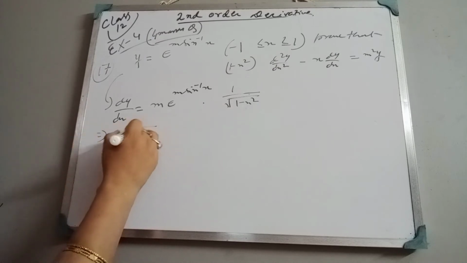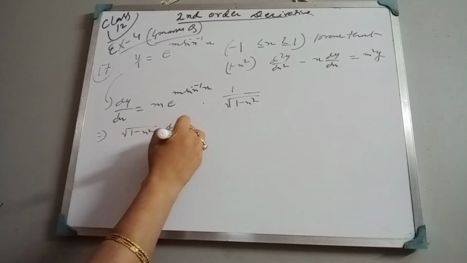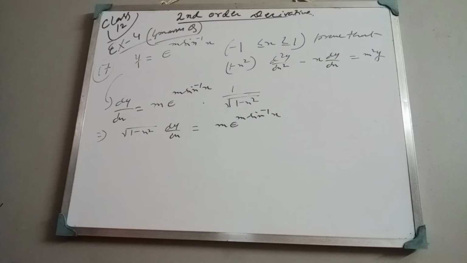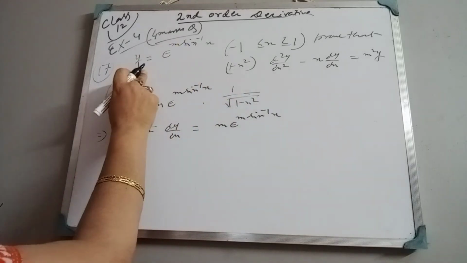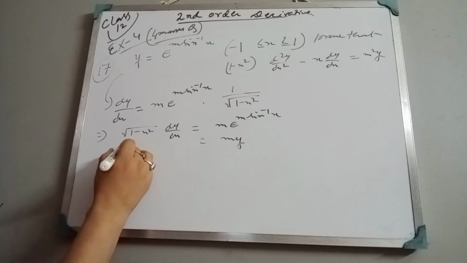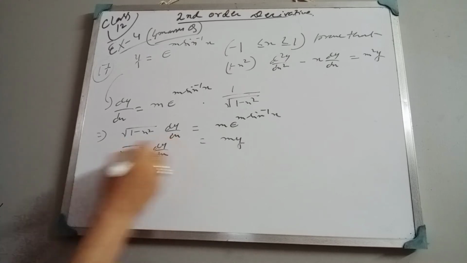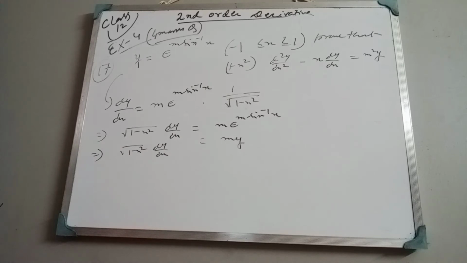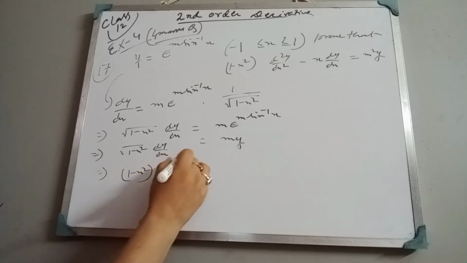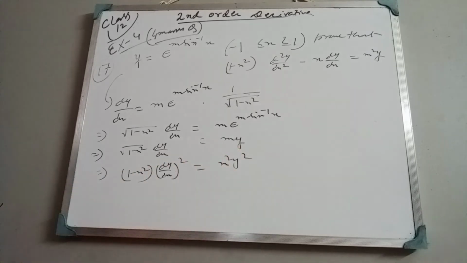We will get square root of 1 minus x square dy dx is equal to m e to the power m sine inverse x. Okay. And e to the power m sine inverse x, already we know that is equal to y. So let us write this is equal to my. And here it is square root of 1 minus x square dy dx. Okay. Now squaring both sides, what we will get? Squaring both sides, we will get 1 minus x square dy dx whole square is equal to m square y square. Okay. Now again differentiating both sides.